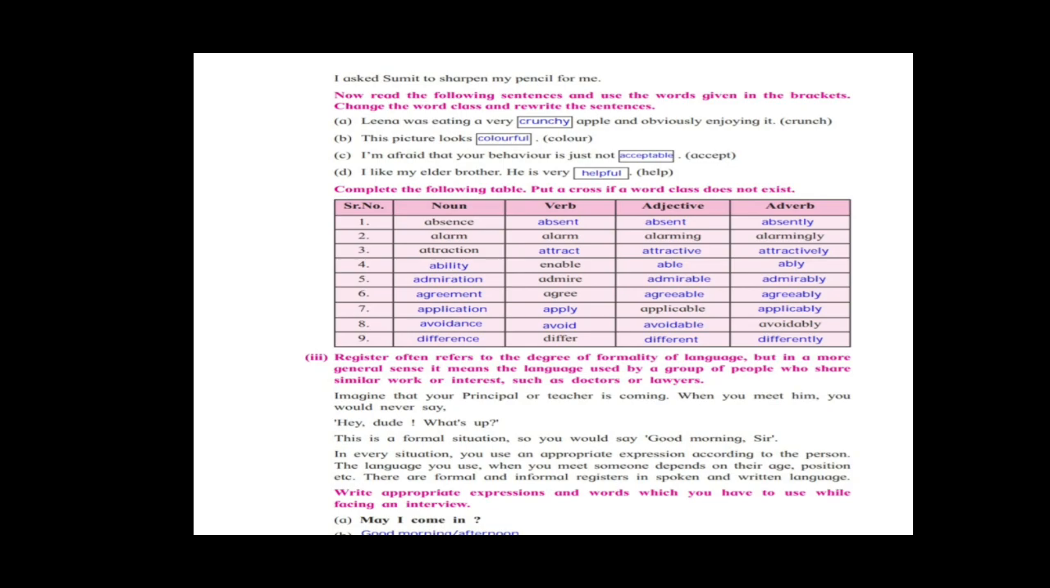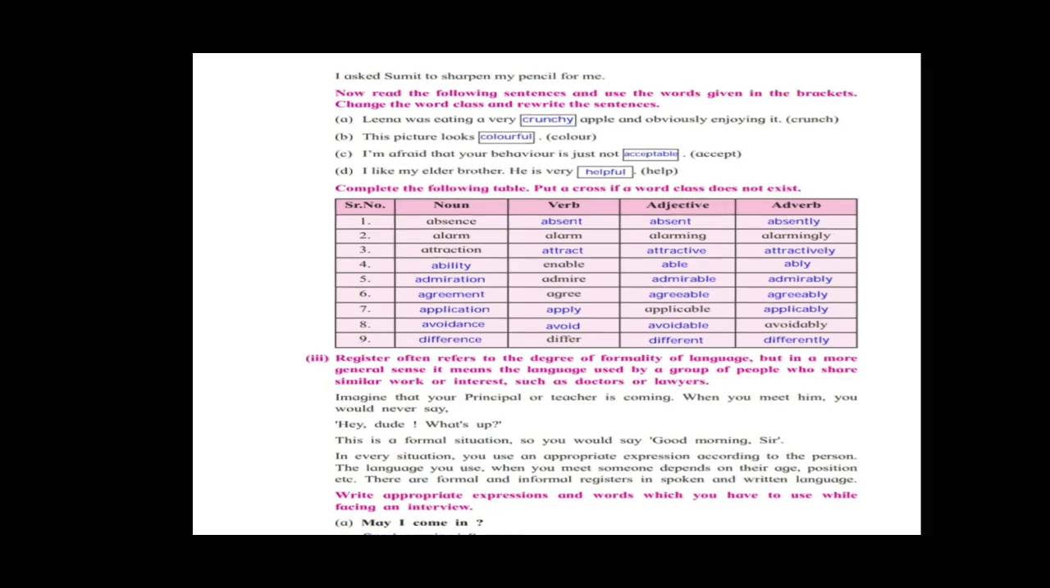I am afraid that your behavior is just not, in the bracket the word accept is given. So the sentence will be: I am afraid that your behavior is just not acceptable. I like my elder brother. He is very helpful. The bracket word is help. You have to write down the word helpful.